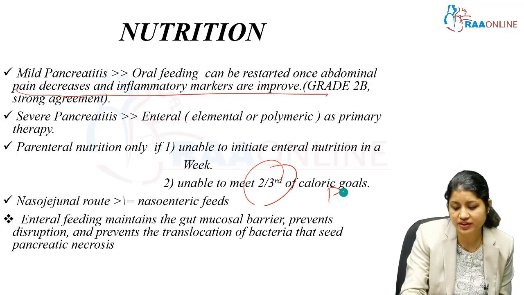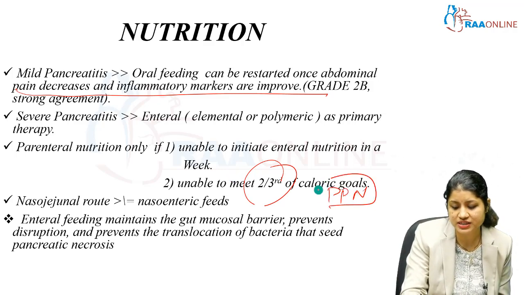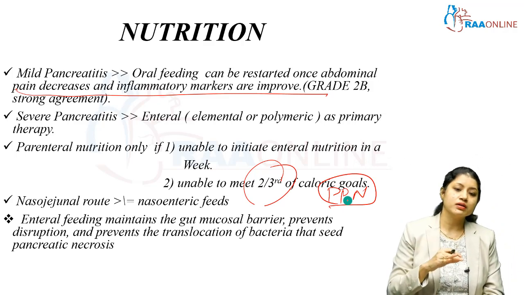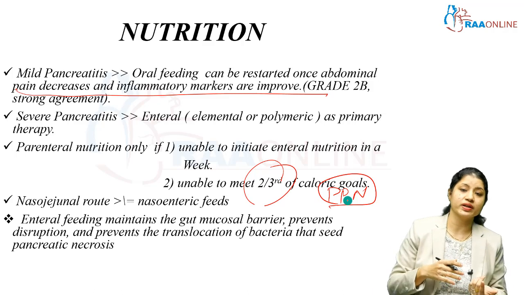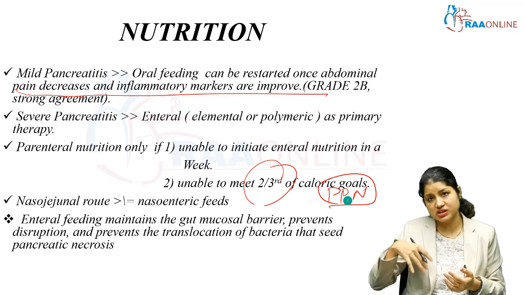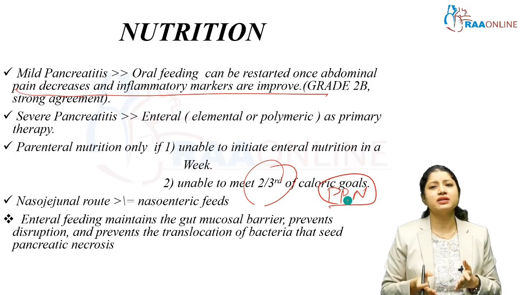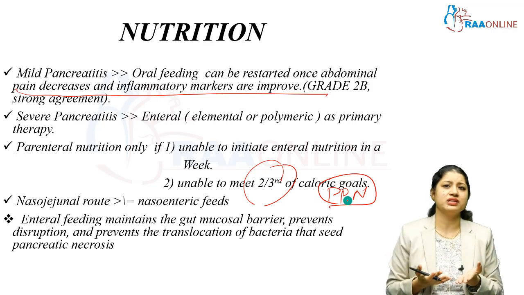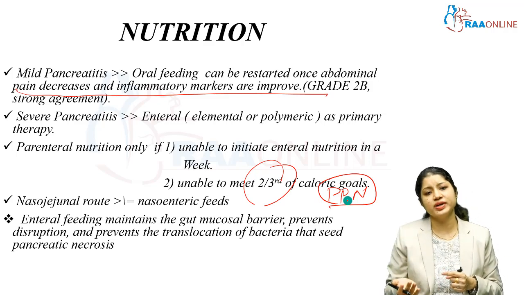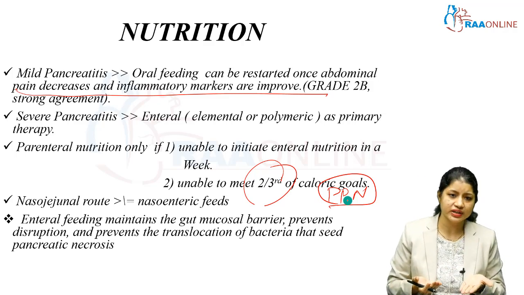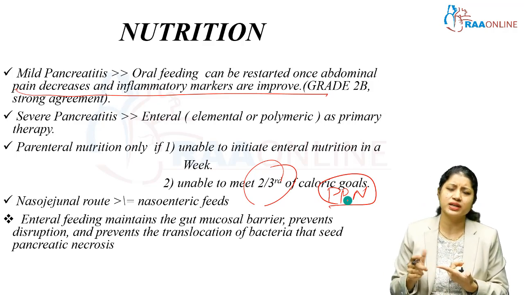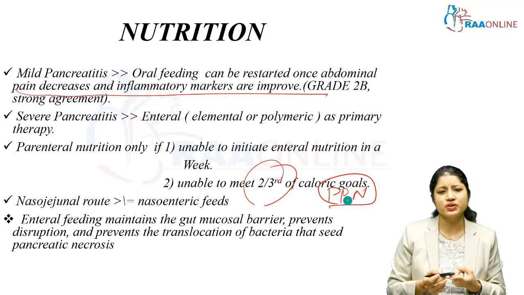And this form of parenteral nutrition is called PPN, that is partial parenteral nutrition. Then nasojejunal route or nasoenteric route. Some might argue that the nasojejunal route is more preferable because it bypasses the pancreas, but studies, especially high-grade RCTs, do not show any superiority of nasoenteric feed over nasojejunal feed, except for a weak base of evidence which says that the nasojejunal route can be preferable over nasoenteric feed.